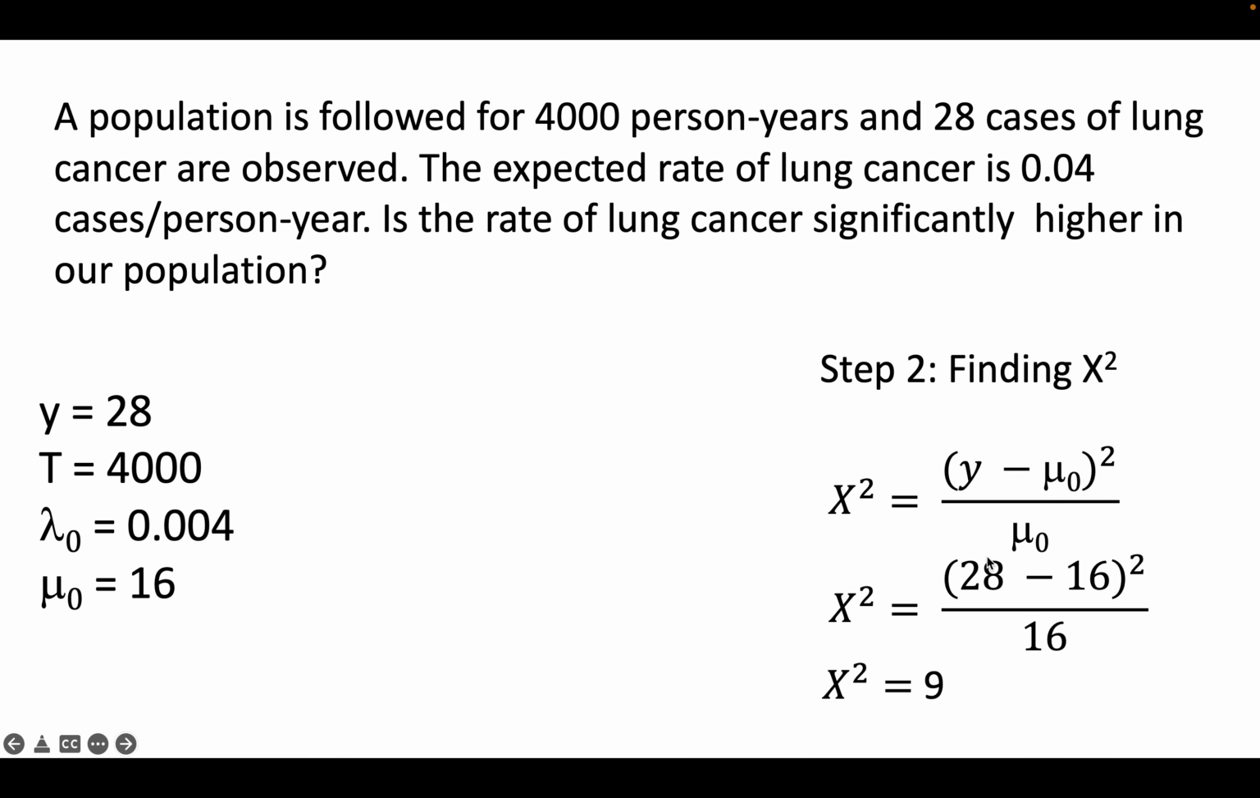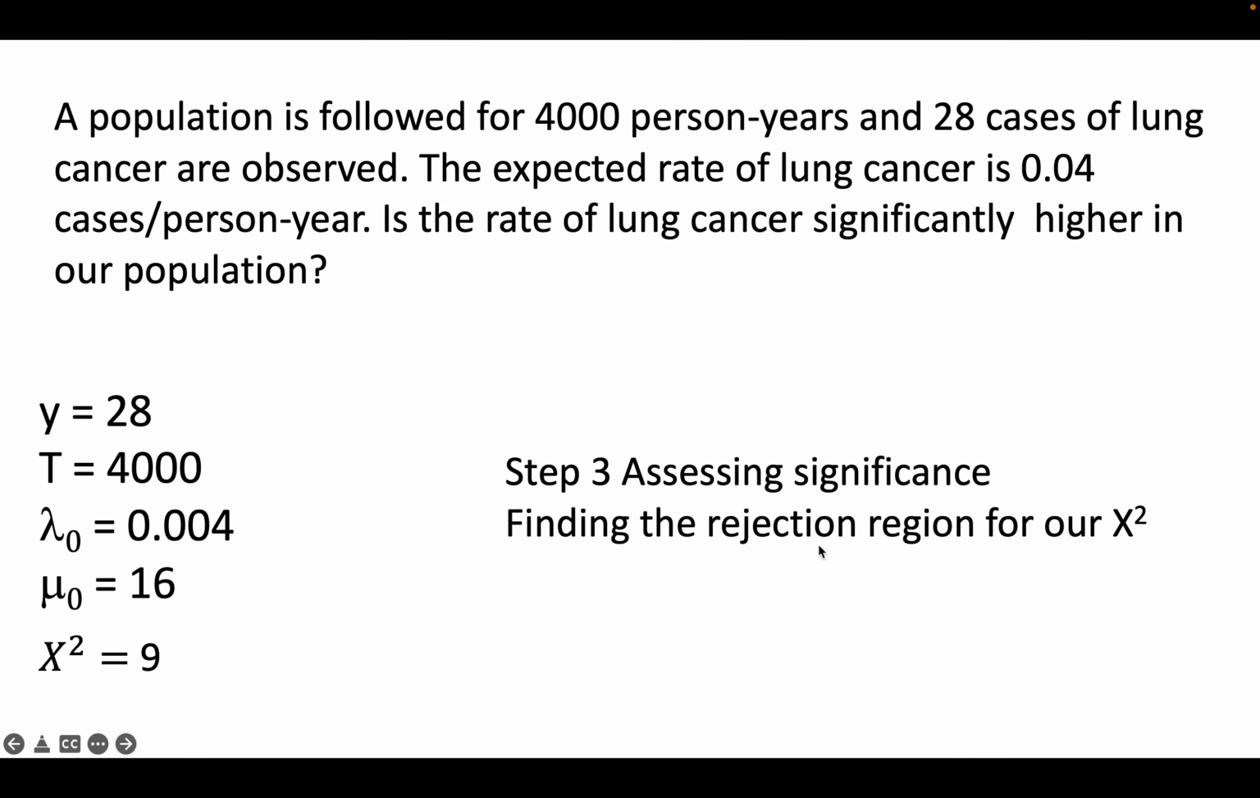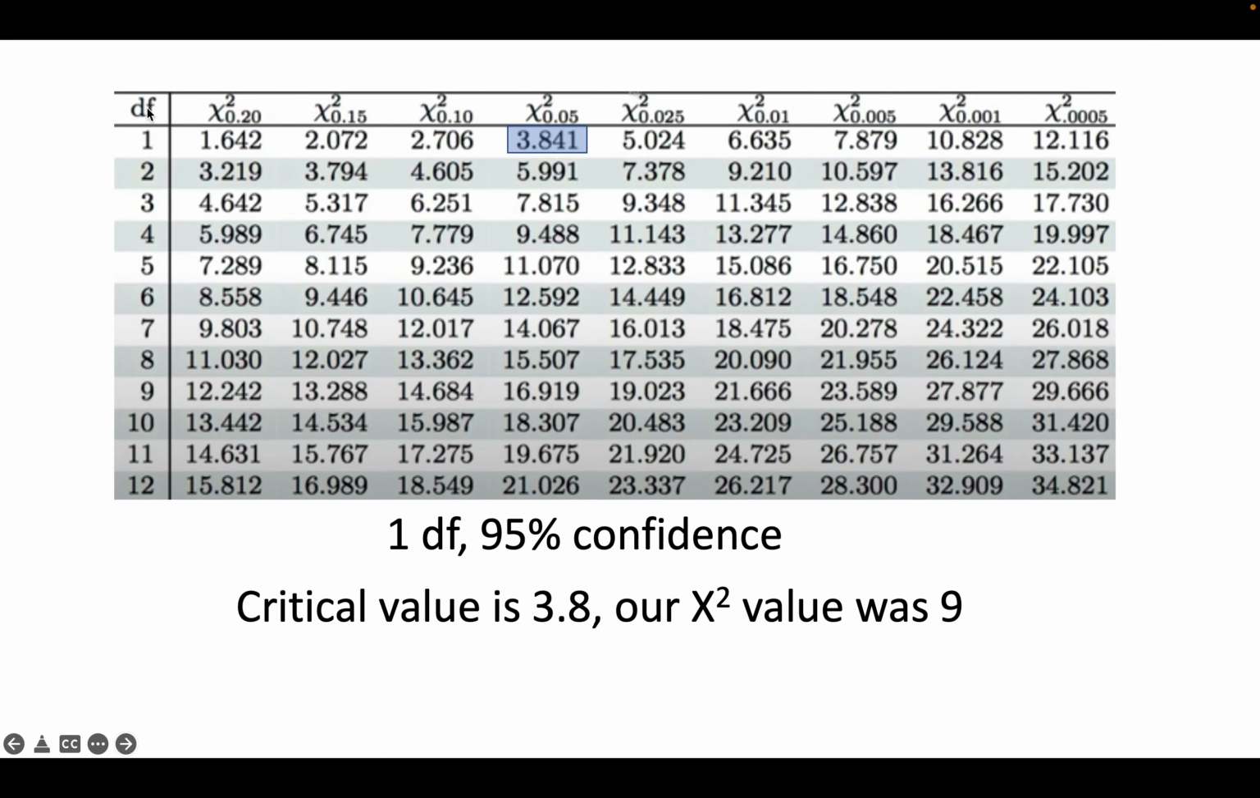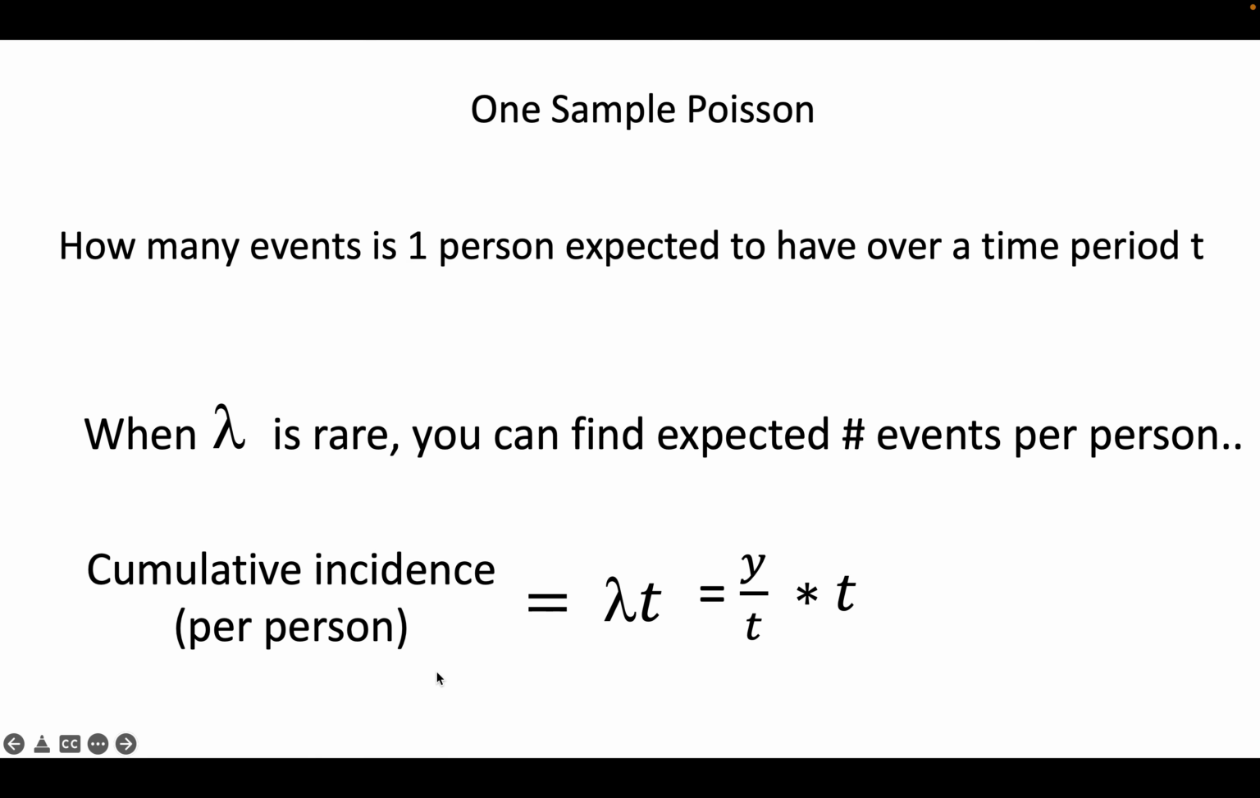We observed 28, we expected 16, so it would come out to a chi-squared statistic of 9. And now if we go to a chi-squared table, we can figure out what the critical value is. We have 1 degree of freedom and alpha of 0.05, so our critical value is 3.8, and our chi-squared value is 9, which far exceeds that. So that also is showing that our population is significantly different from the expected value.